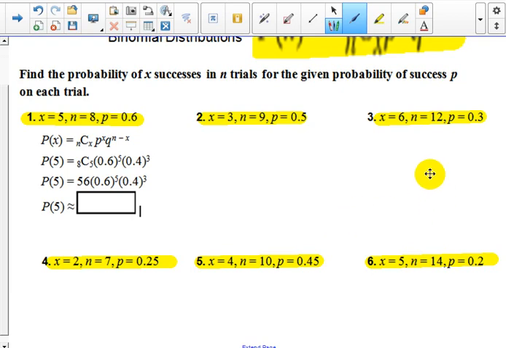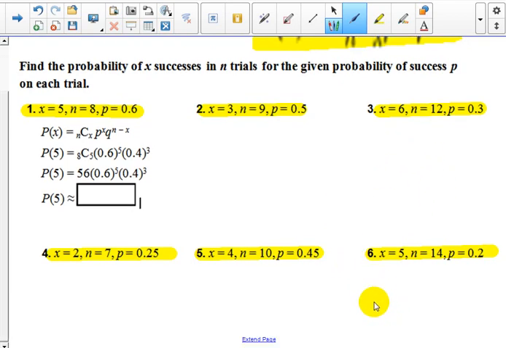Okay, keep plugging away. Just remember to always get your q. Just take 1 minus your p, and that gives you your q.